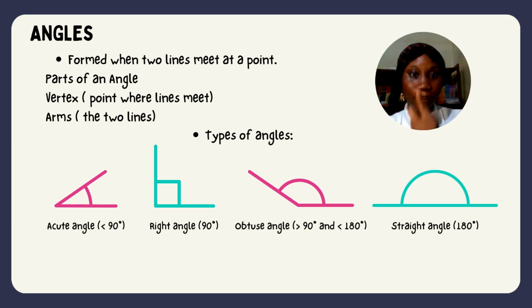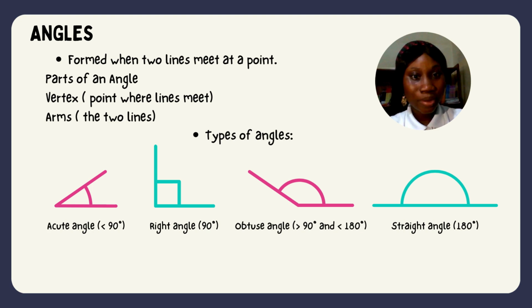Then when you see an L shape, letter L shape, what should come to your mind is that the angle measures exactly 90 degrees. And if it measures exactly 90 degrees, it gives you what? A right angle. And you can see the shape of the angle is like a small box.